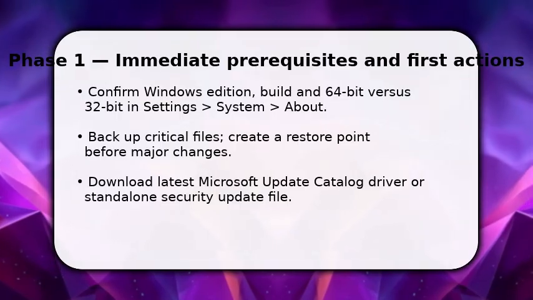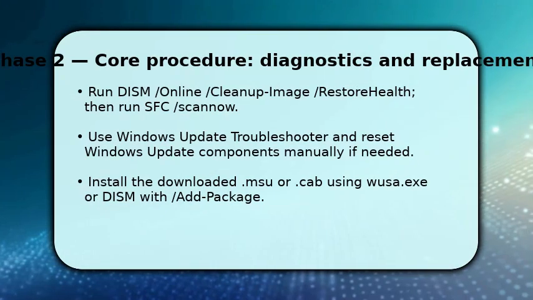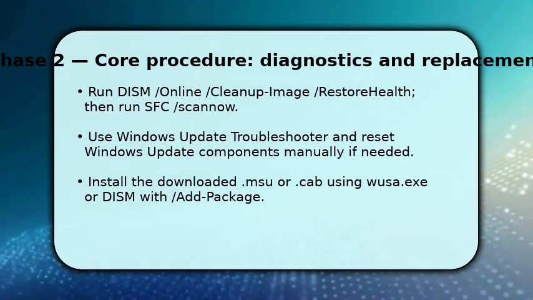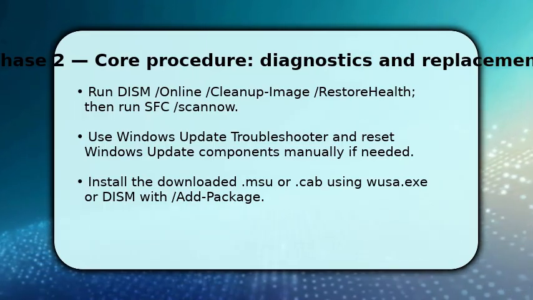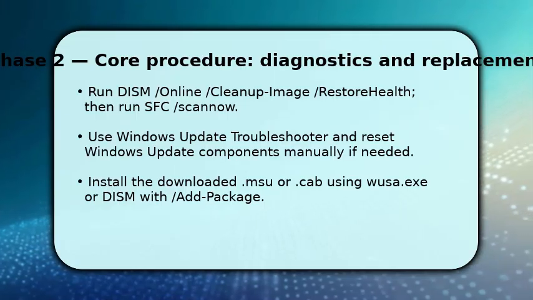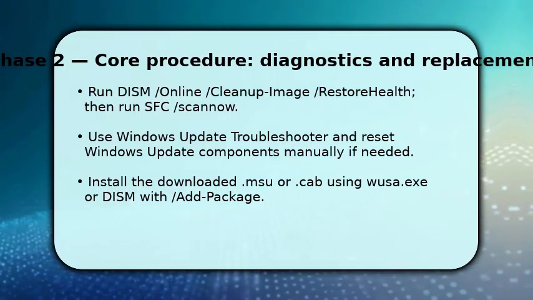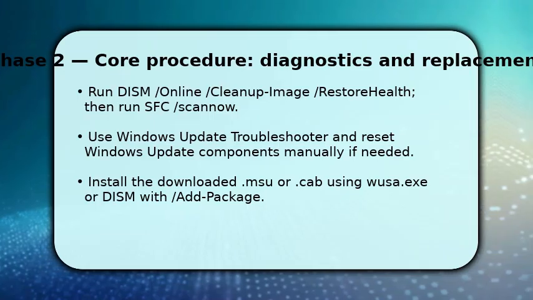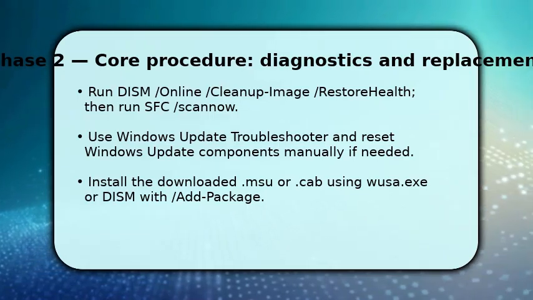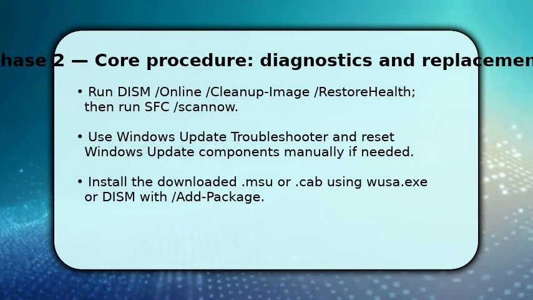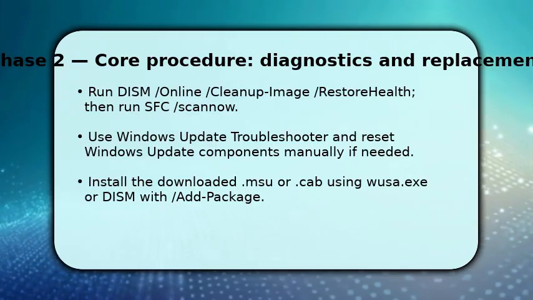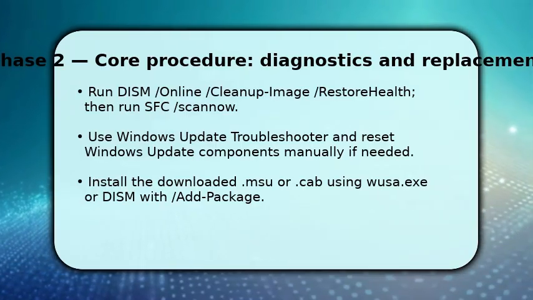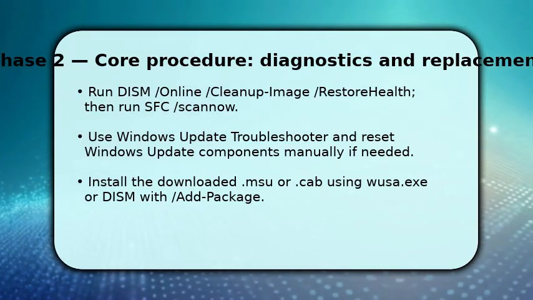Once the installer fails or the update is missing, run DISM with restore health, then SFC to repair corrupted system files. These commands fix component store issues that block updates. Next, run the Windows Update Troubleshooter to auto-detect common faults, and if that fails, reset Windows Update components manually: stop services, clear the SoftwareDistribution and catroot2 folders, then restart services.